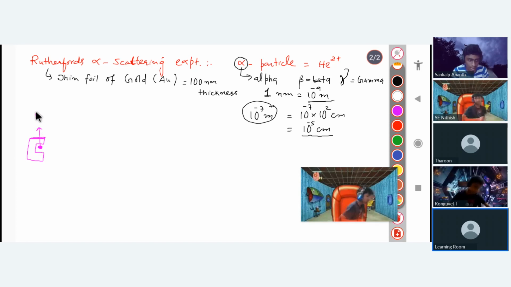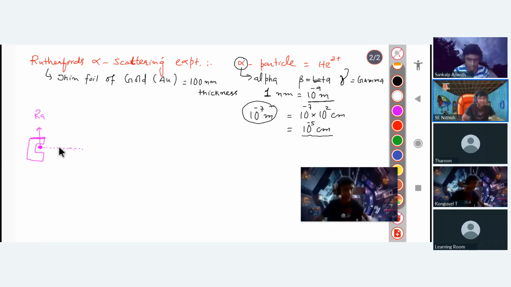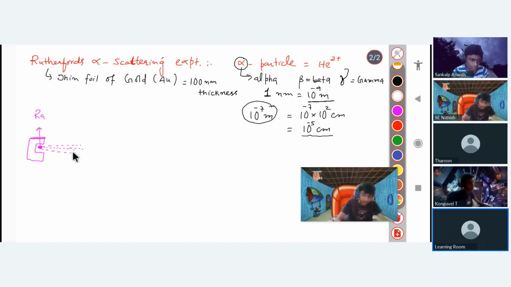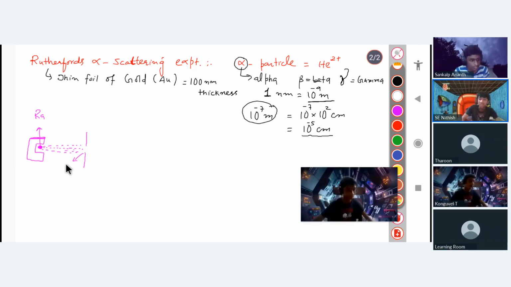Radium is a radioactive element, right? Yes, sir. It will emit various radiations. So when it is passed through a slit, what does radium do? Remember what is a slit?